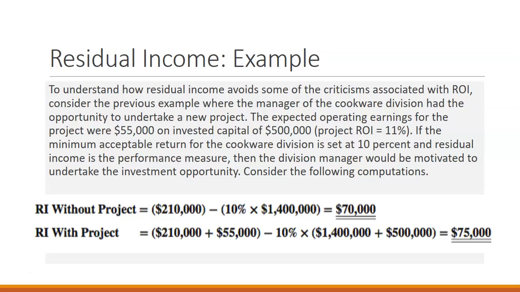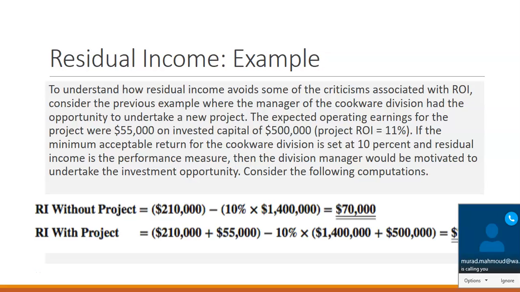So how residual income avoids some of those ROI criticisms is that we look at whether or not we're going to take on this project. We have an opportunity to take on a project that has expected operating earnings of $55,000. The invested capital is $500,000. So the return on investment of the individual project is 11%.